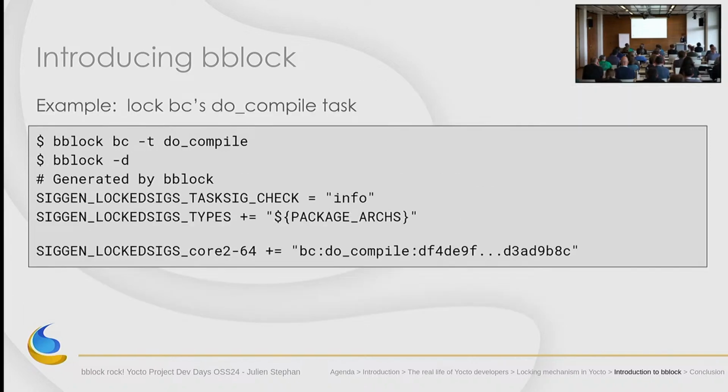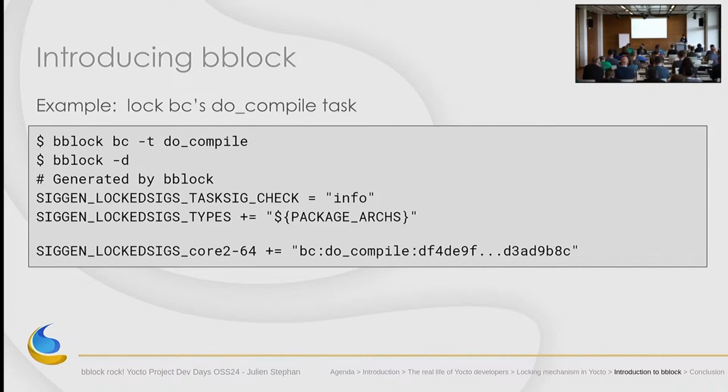So here is how you can use bblock to lock the do_compile task from bc. You will see I use bc a lot because it is really easy to type, no typo, and it compiles very quickly. So just run bblock bc -t do_compile. That's it. It takes a few seconds to run. And if you want to look at the generated file, you can use the dump switch. You can see it's only 4 lines with variable 3, 2, and 1, and it computed the signature for you. So you just have to run one single command.